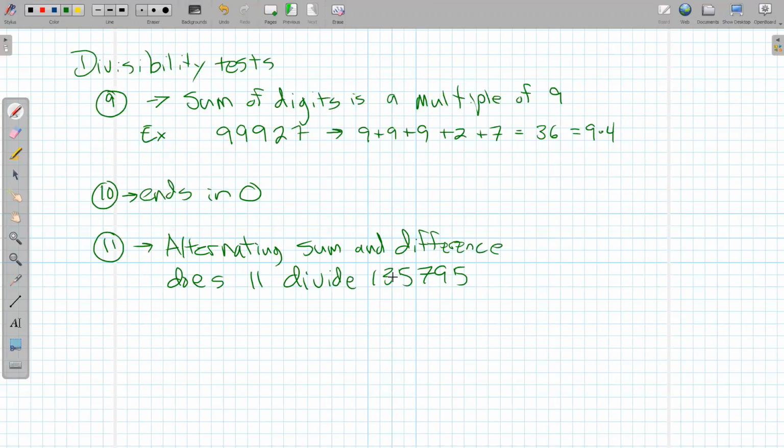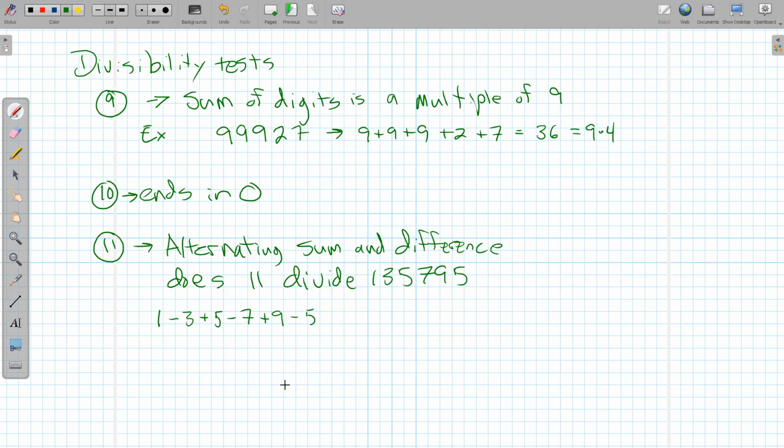So what I do is, instead of adding them all up, I alternatively add and subtract. So if I write the 1 first, it is positive, so that's an addition. So next comes a subtraction, then an addition, then a subtraction, then an addition, and then a subtraction. So they have to strictly alternate sign. So I get 1, 3, 5, 7, 9, 5, and then we have positive, negative, positive, negative, positive, negative. So we compute that right there.